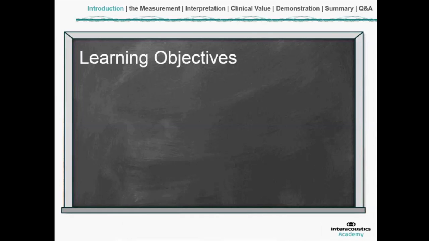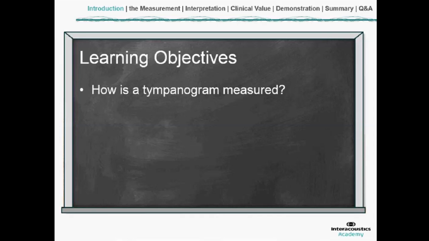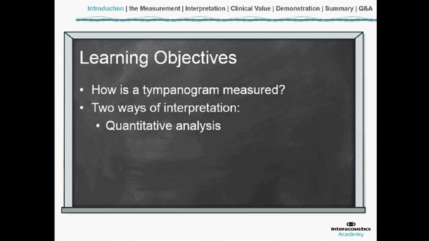The learning objectives today: I hope to show you how you can measure a tympanogram, and also show the history of how the tympanometer developed over the years. And then when we have a tympanogram on the screen, there are two ways of making an interpretation. One is by looking at the numbers, the quantitative analysis, and another one is by classifying it according to its shape and where the peak pressure is, which was first developed by Jerger, and that's Jerger's classification.